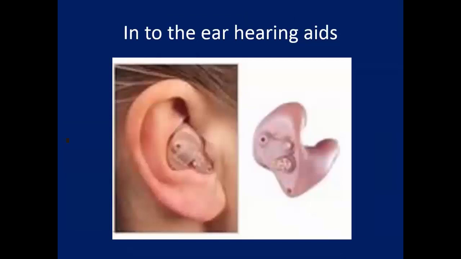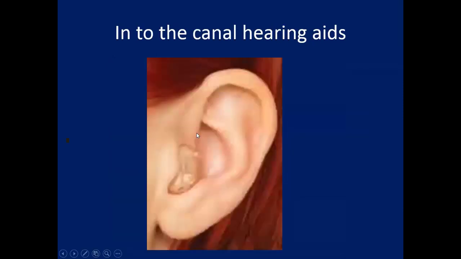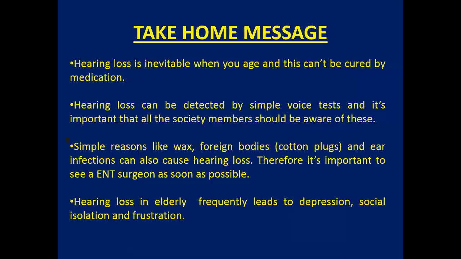So into the ear hearing aid, you can see it is in the concha well, and the skin color is matched, so no one can see the hearing aid. And this one is into the canal, see, very small. So what is the take home message in deafness in elderly? My main aim is to tell you that they can get demented, depressed, and socially isolated. So first of all, you clear the ear canal, do the whispered voice test, and then if there's a problem, you must give a solution.